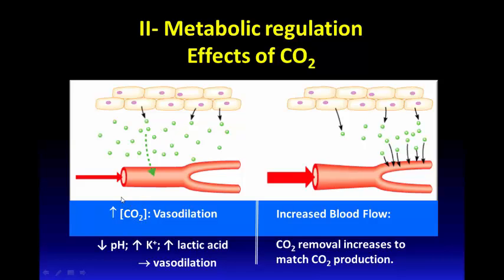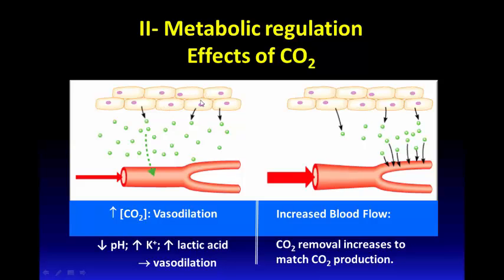Hence, the level of carbon dioxide increases in the interstitial fluid, and this acts on the smooth muscle cells of the arterioles, resulting in vasodilatation. The vasodilatation induced by the increased carbon dioxide increases blood flow through the tissue, so that now the rate of carbon dioxide removal increases and matches the rate of carbon dioxide production by the tissue.